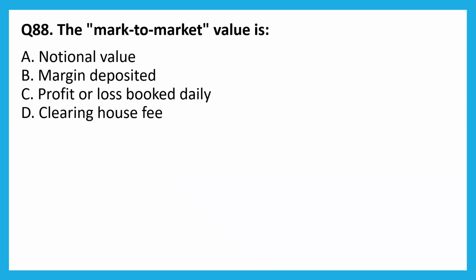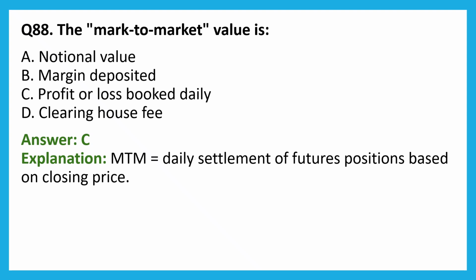Next question. The mark to market value is option A notional value, option B margin deposited, option C profit or loss booked daily and option D clearing house fee. Correct answer is option C profit or loss booked daily.